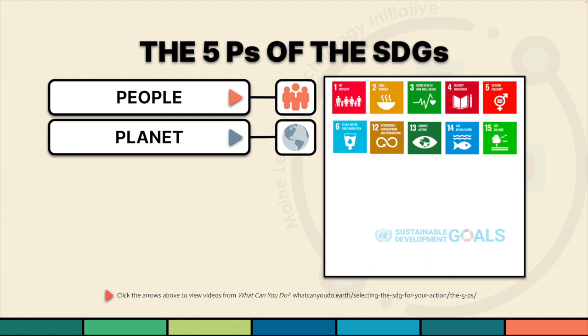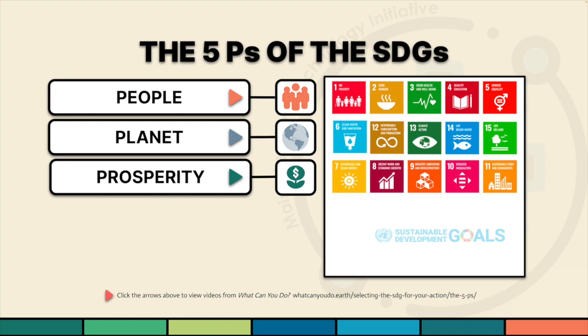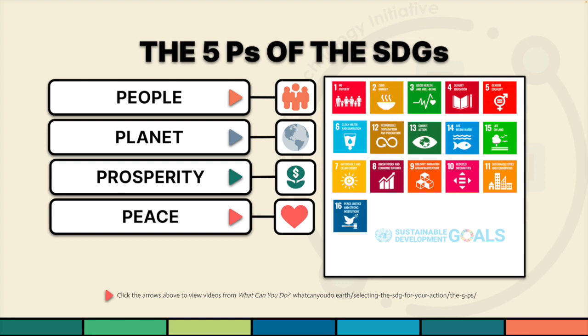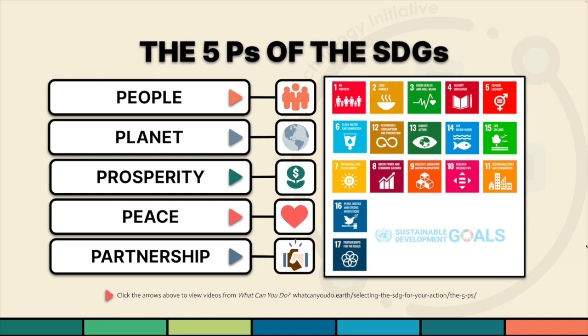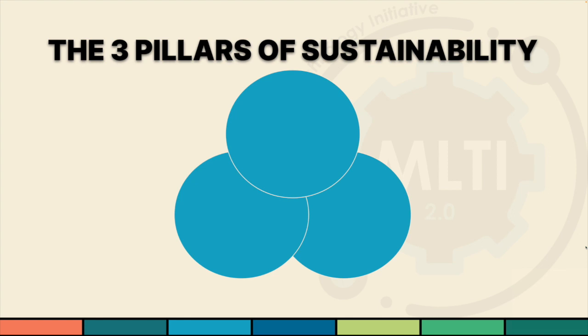The third P is for prosperity. The economic goals of affordable and clean energy, decent work and economic growth, industry, innovation, and infrastructure, reduced inequalities, and sustainable cities and communities. The fourth P is the goal for peace, justice, and strong institutions. And the fifth P is for partnerships for the goals. The Sustainable Development Goals directly correlate to the three pillars of sustainability developed in 1987 by a UN-sponsored commission.